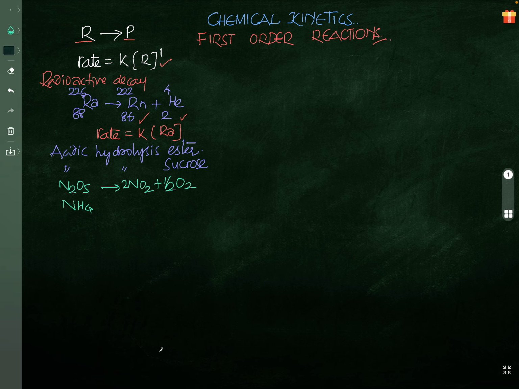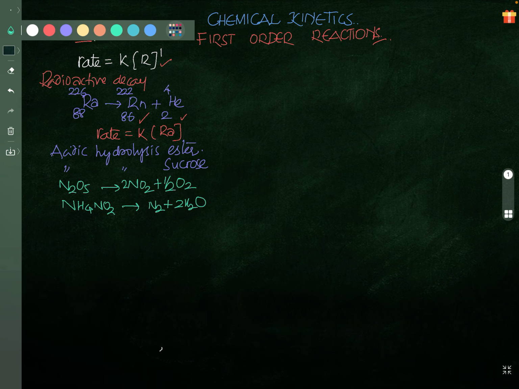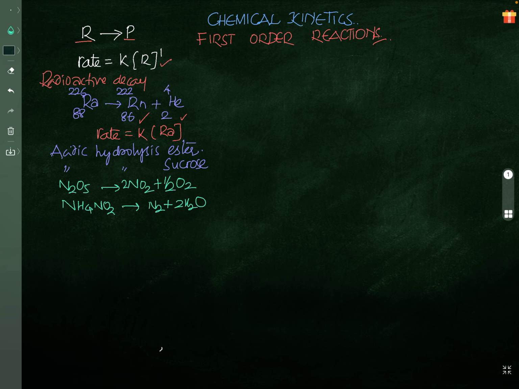NH4NO2 on heating gives N2 plus 2H2O. N2O gives rise to N2 plus O2. All these are going to be first order reactions. First order reactions are very common. Most of the reactions are following first order kinetics only. So we need an equation for the first order reaction, that is called the integrated rate equation. For that purpose, now we are going to discuss.